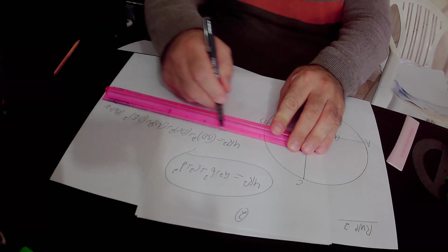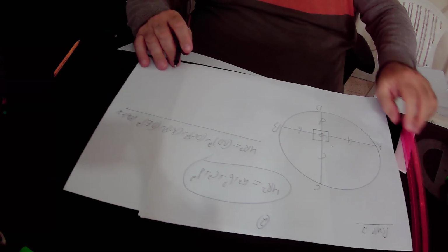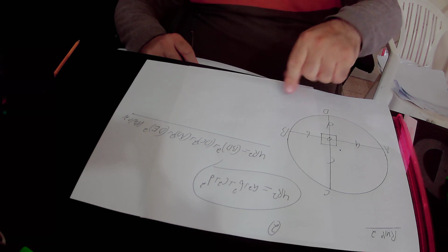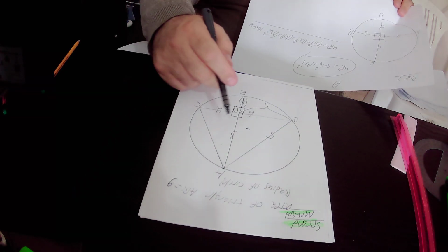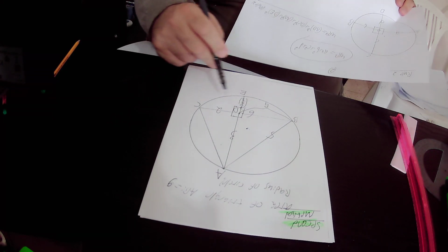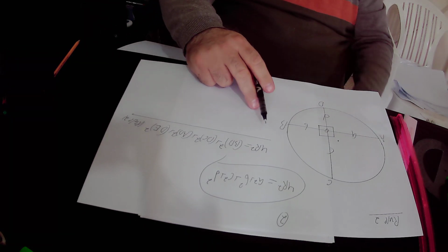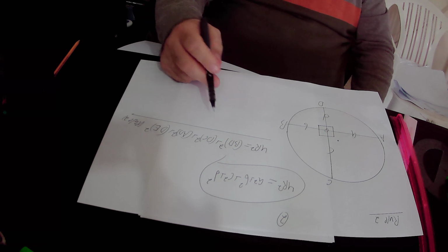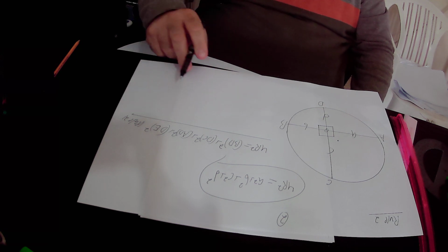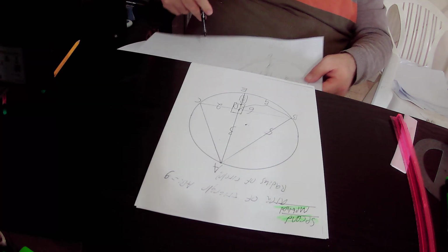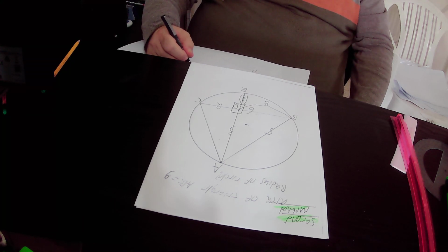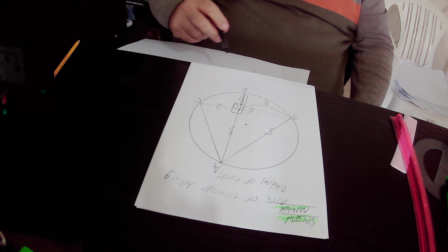I repeat again, according to rule number 2, we get that in our drawing, the following equation is true because of the fact that chord AE intersects with chord BC at 90 degrees. Then the following equation is true according to rule number 2: 4R squared equals BD squared plus DC squared plus AD squared plus DE squared.